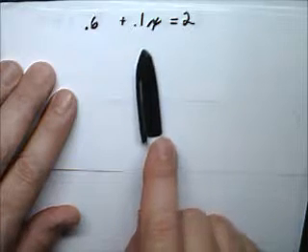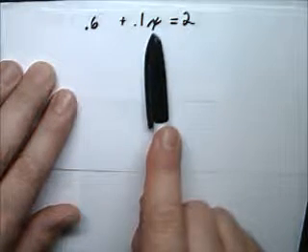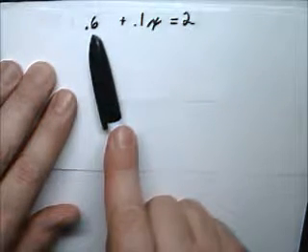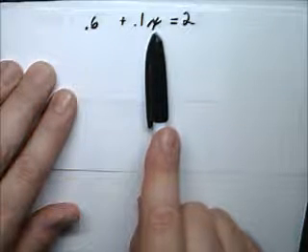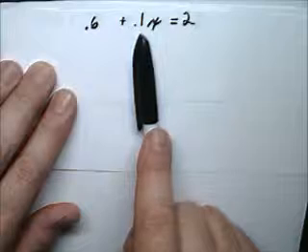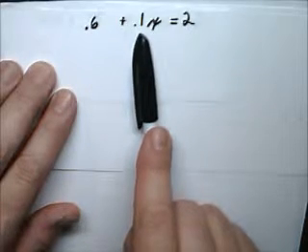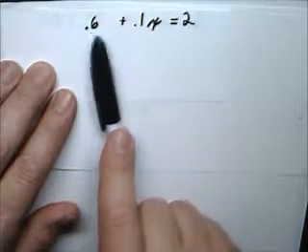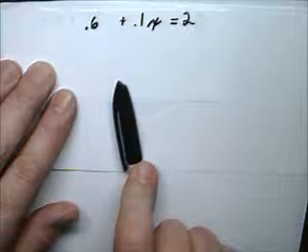So let's try some bigger numbers. If it was 8 plus 6, oh, that's going to be 14. 14 times 0.1 is going to be 1.4. 1.4 plus 0.6 is going to be 2.